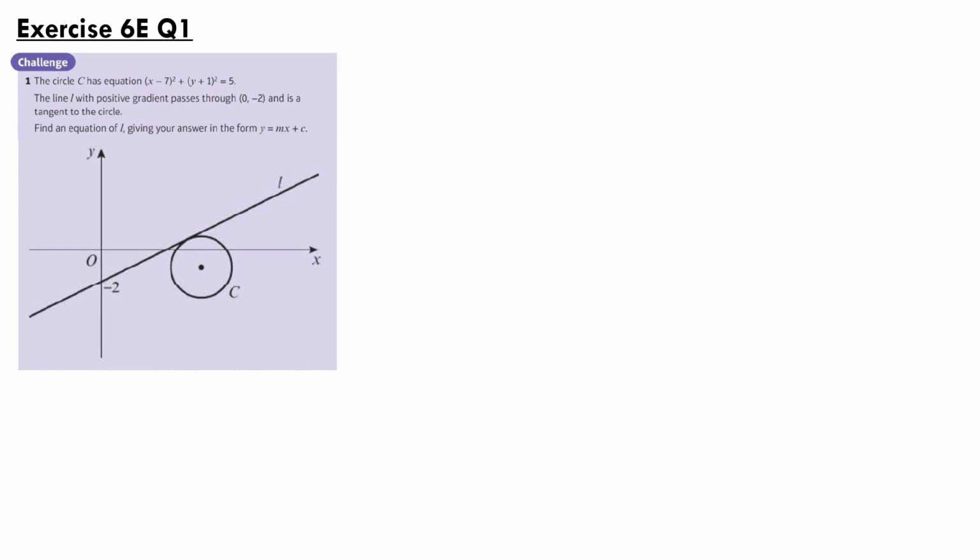Okay, our next question is from exercise 6e. Question 1. The circle C has equation (x − 7)² + (y + 1)² = 5. The line L with positive gradient passes through (0, −2) and is a tangent to the circle. Find an equation of L, giving your answer in the form y = mx + c. So, the first thing we can spot is that the line L has a y-intercept of −2. So we can write the equation for L in the form y = mx − 2, and that will help us simplify things a little bit.